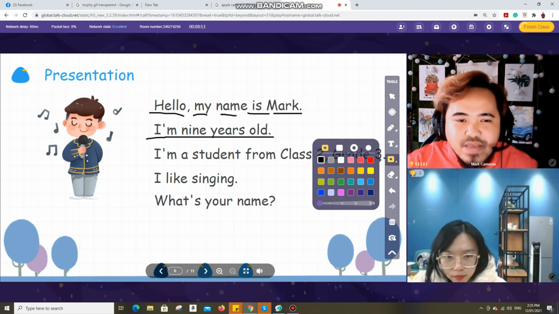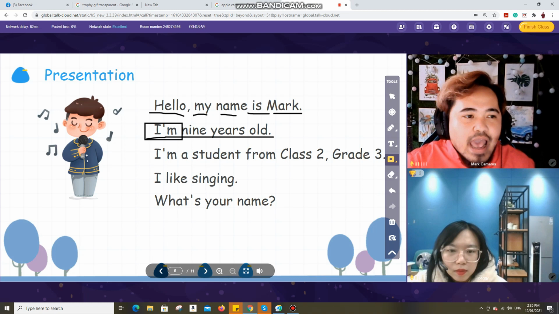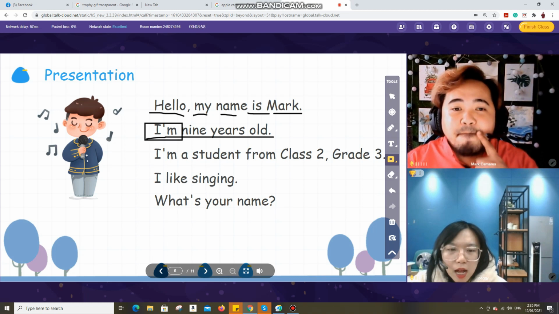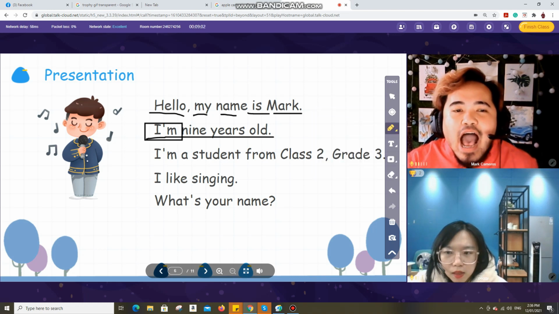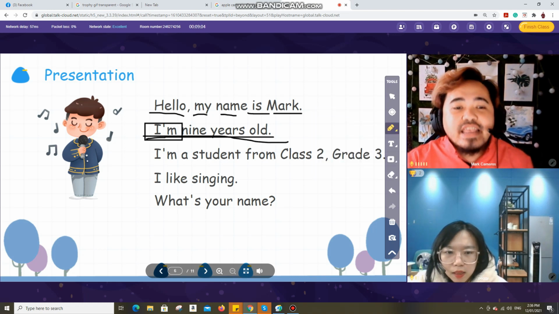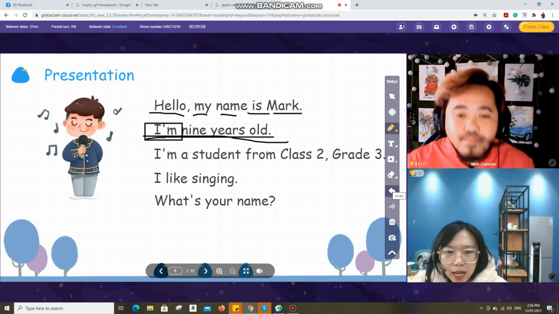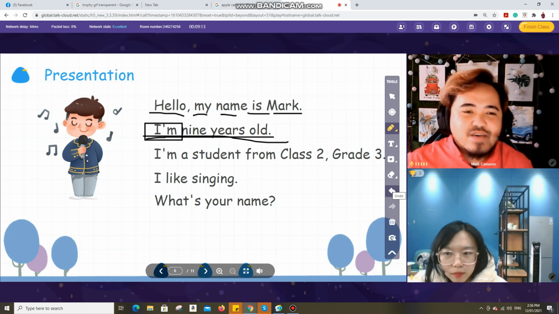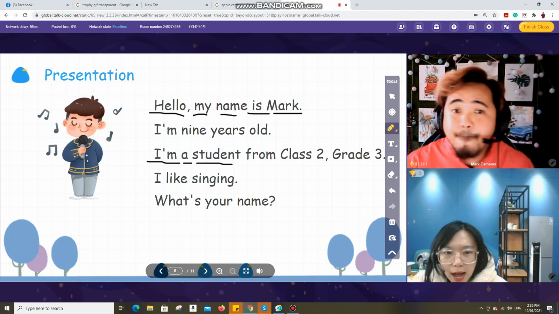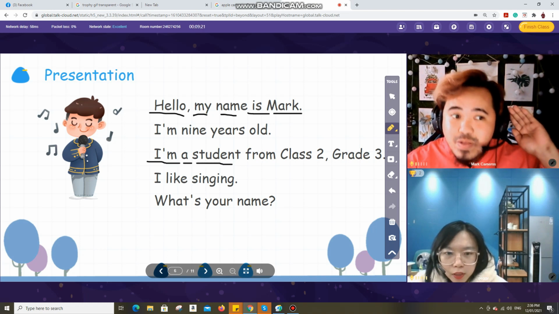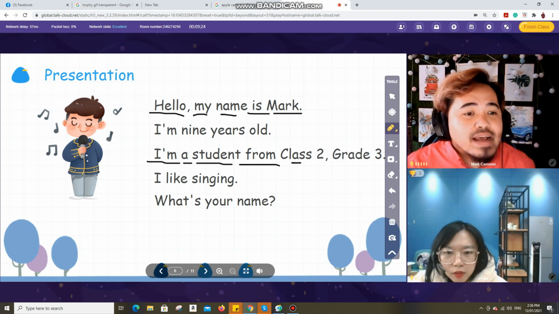Now let's try to read this word. Okay. I'm. Very good. Okay, let's say the sentence again. I'm 9 years old. Okay, very good. Okay, now let's have this one. I'm a student. I'm a student. From class 2.